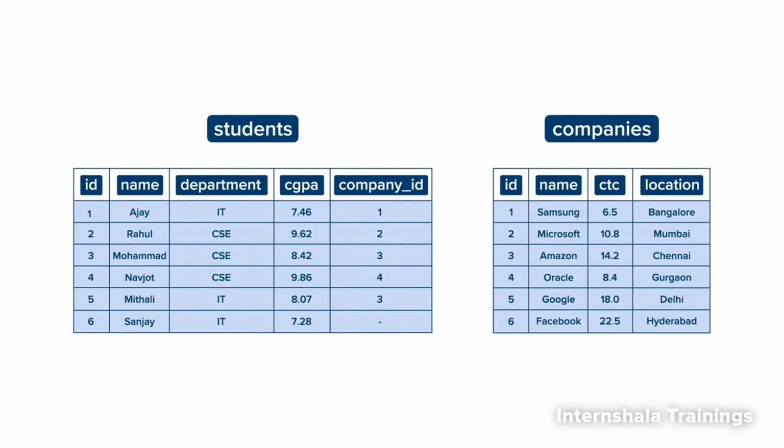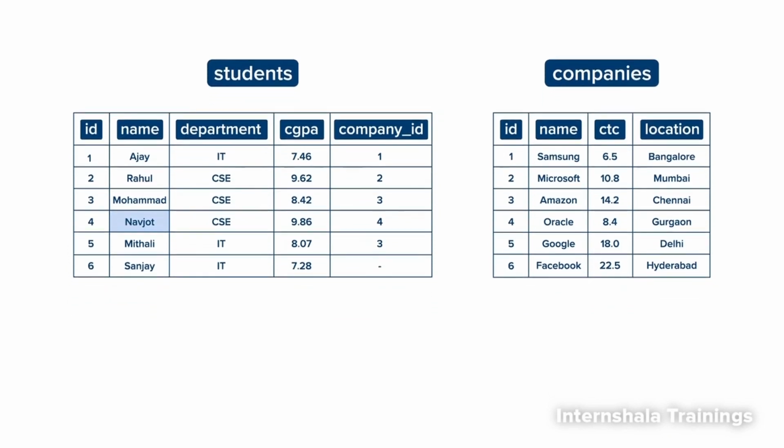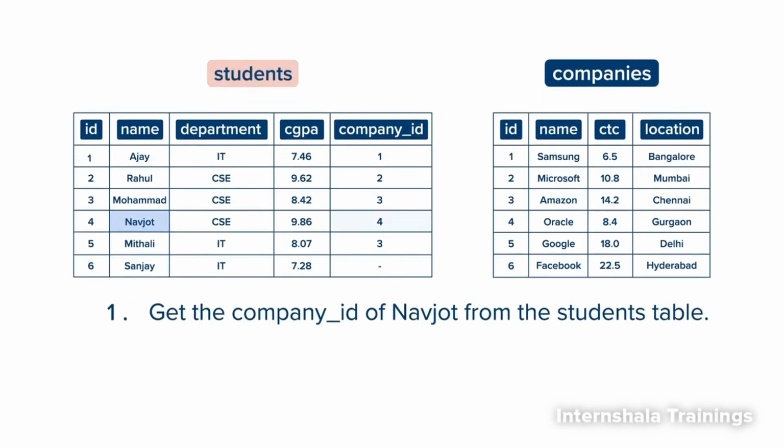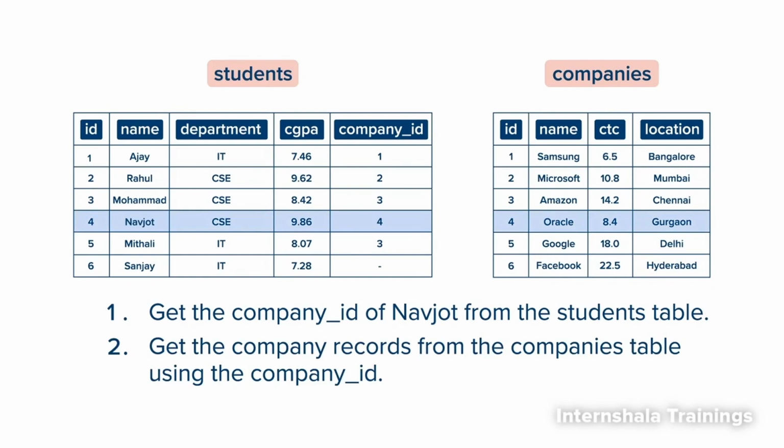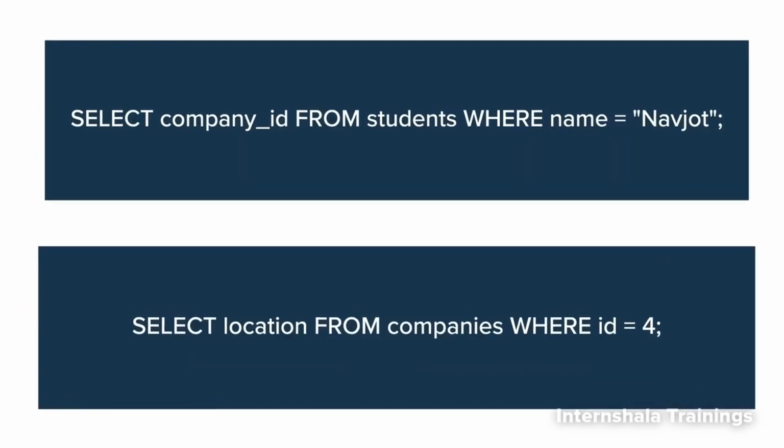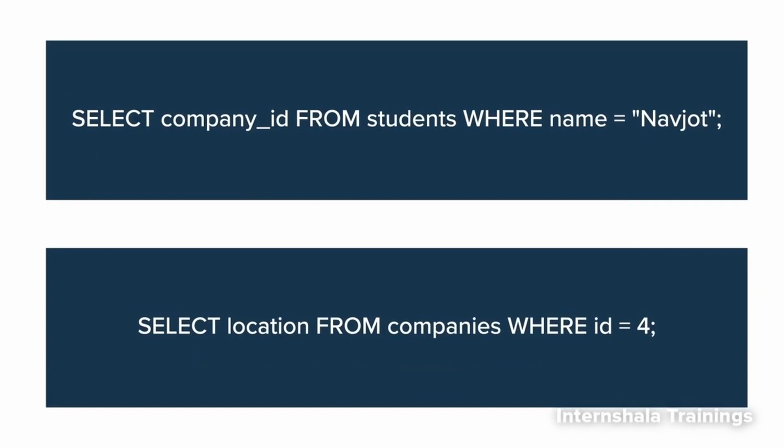Let's say we want to get the job location of Navjot. To do that, we have to look at the data from both the tables. First, from the students table, we will get the company_id of Navjot. Then, from the companies table, using the company_id, we will fetch the company records that will include the job location. So for these two steps, we have two SQL queries.